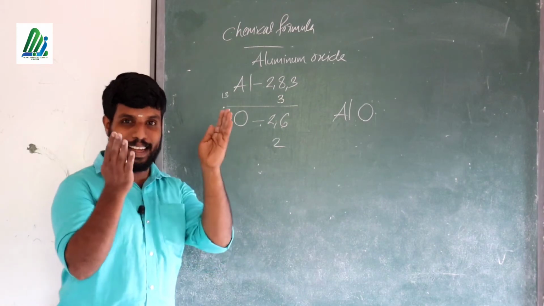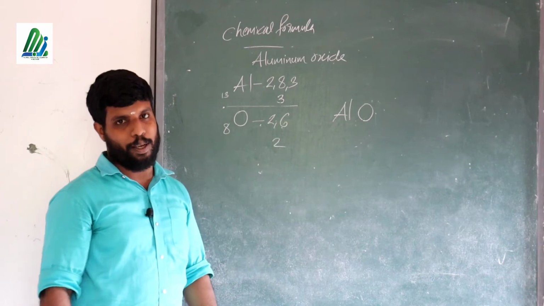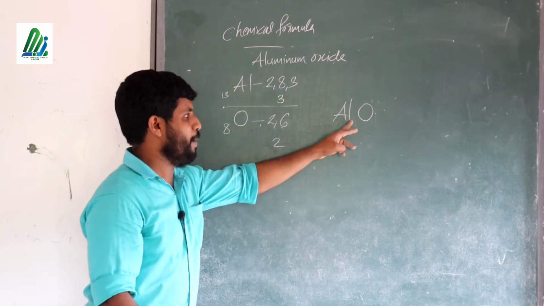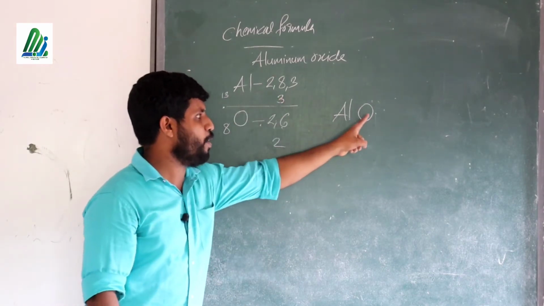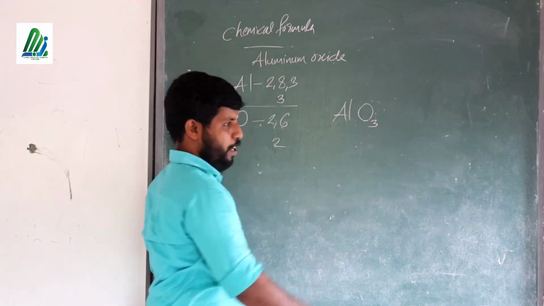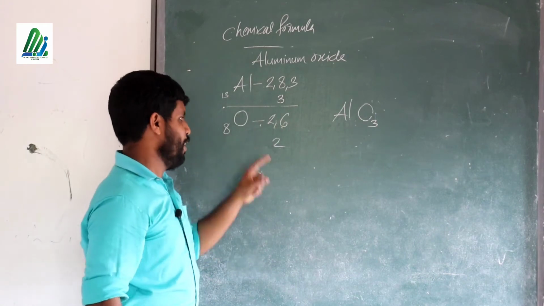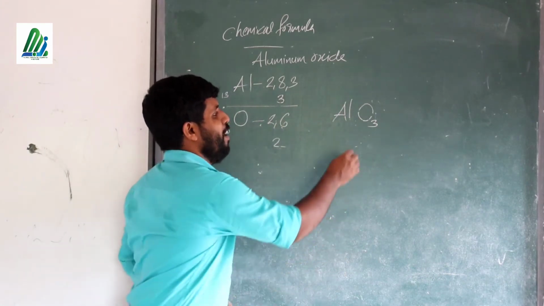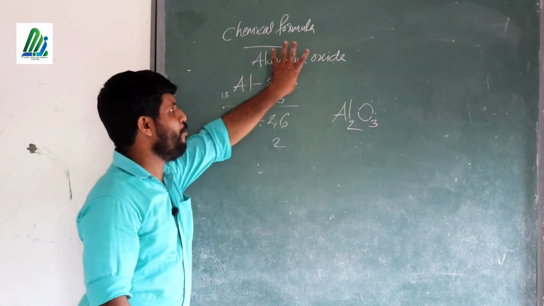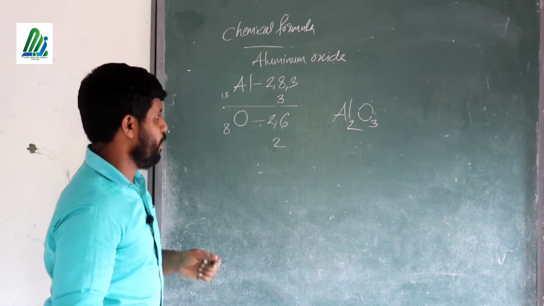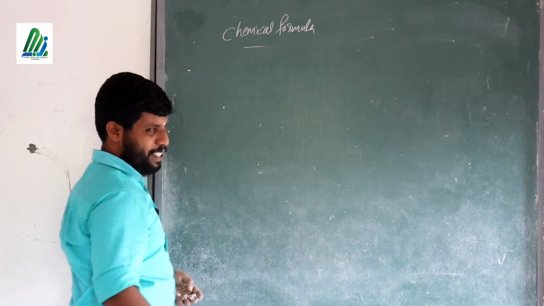Interchange the valencies. Give the value of aluminium to oxygen and the value of oxygen to aluminium, and write them as subscripts at the bottom. Aluminium's value is 3, which is given to oxygen, so you write 3 at oxygen, not at aluminium, because we are interchanging. The value of oxygen is 2. So it is Al2O3, the chemical formula of aluminium oxide. I think you get the idea of how to write the chemical formula of a compound using valency.